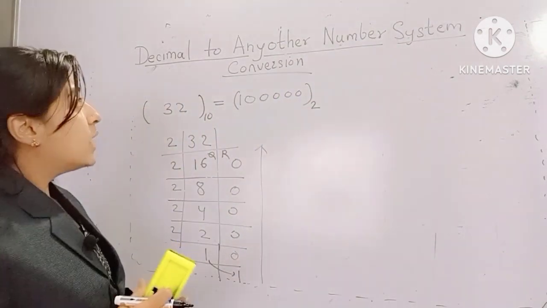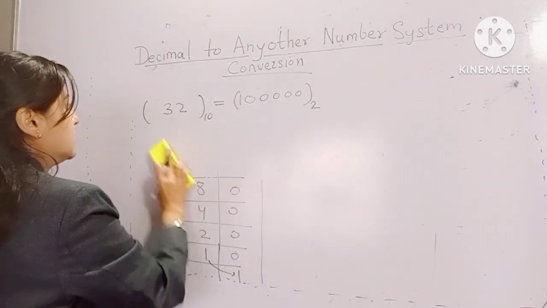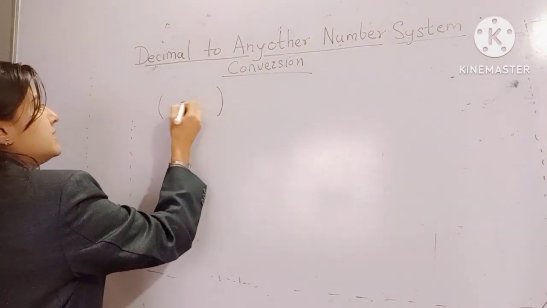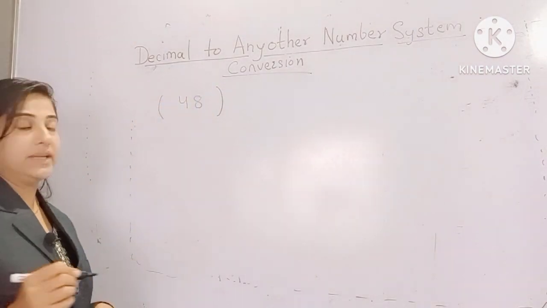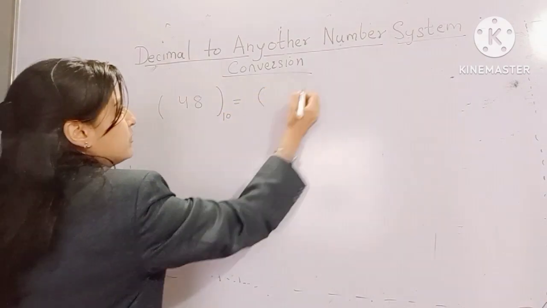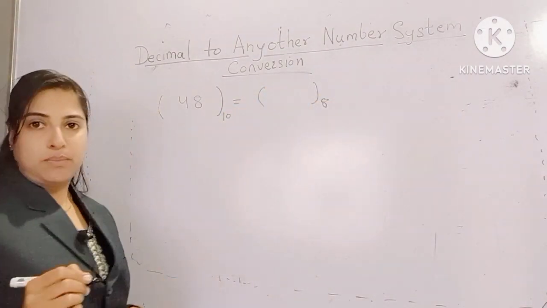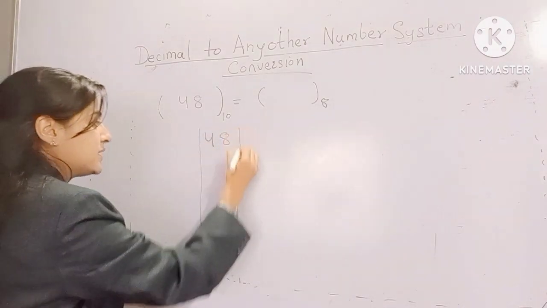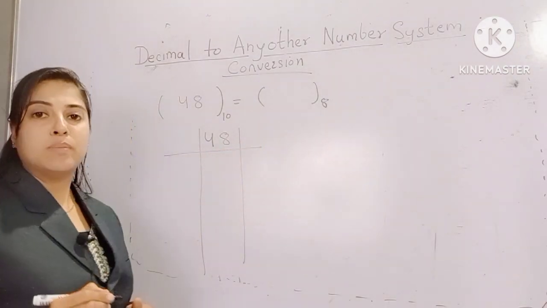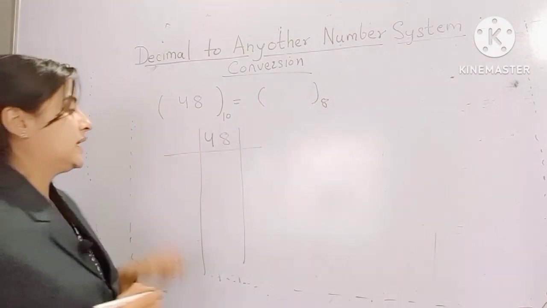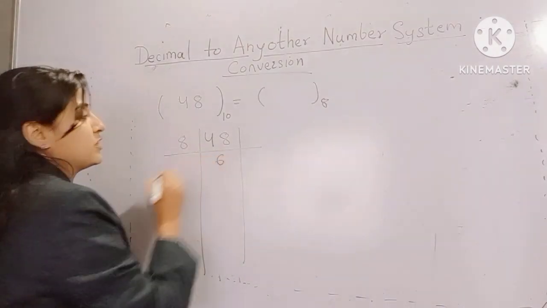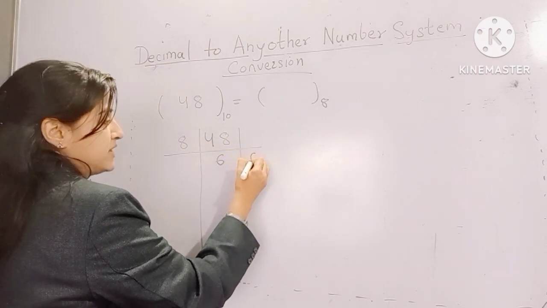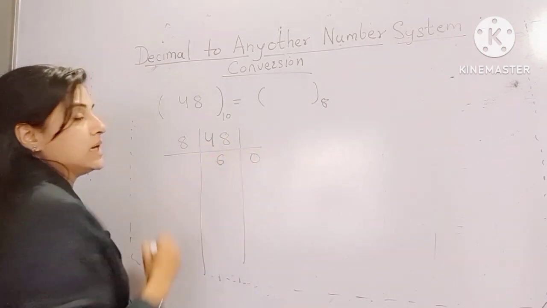Now let's take the second number system. Again I will take 48, this is a decimal number, and I want the octal equivalent for this number. The steps are the same, but here we have to keep on dividing this number by 8, because the base is 8 for the octal number. 8 6s are 48, so I write 8 6s are 48, and the remainder, which I write here, will be 0.